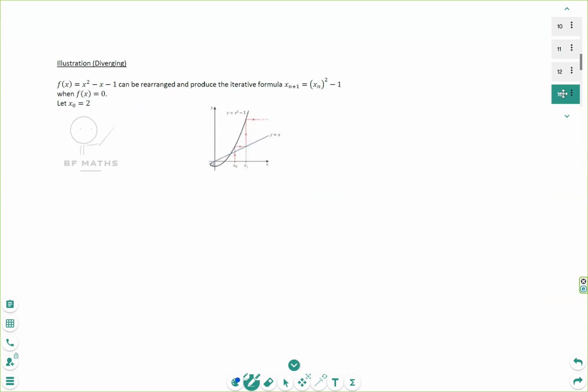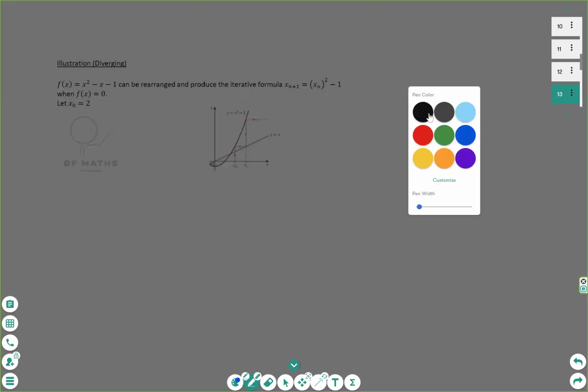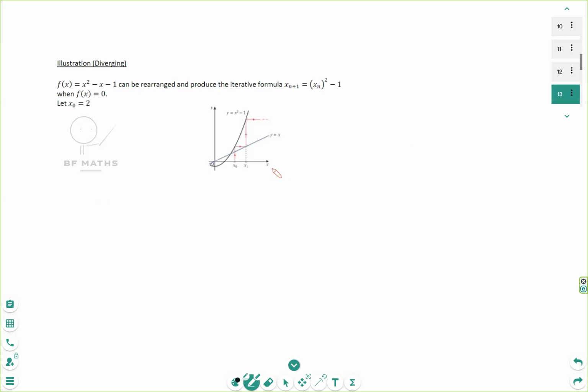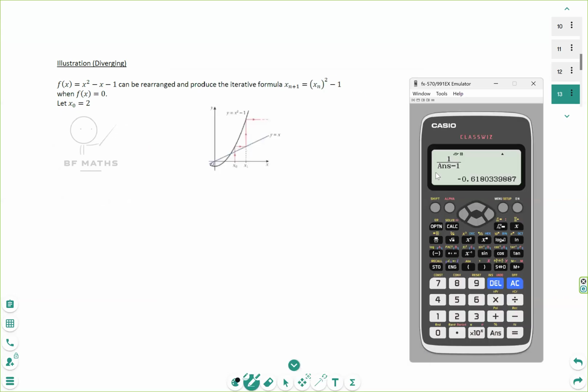Okay, right. Last one, diverging, which is the one that we don't really look at. The reason being that if you try putting x0 in the calculator, they rearrange it into a different way again, xn squared minus 1. So this time, when x is 0, put 0 in the calculator, and then put answer squared minus 1.